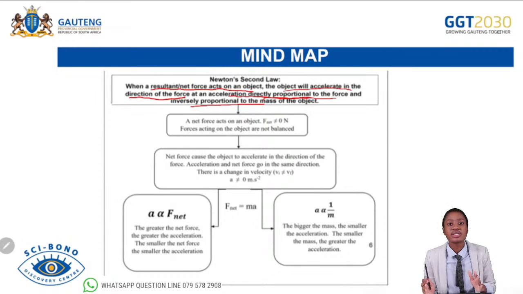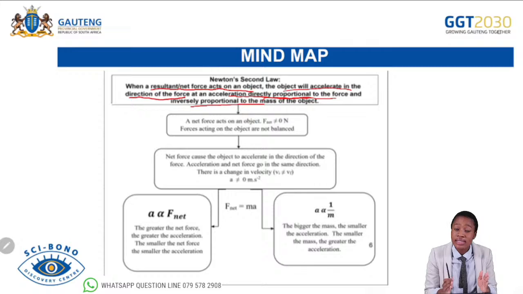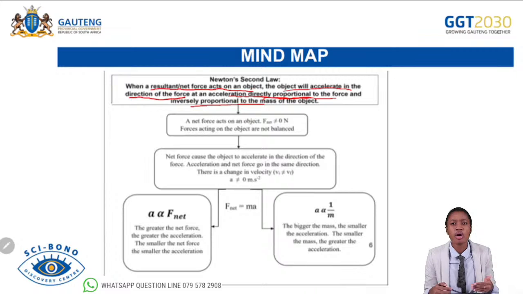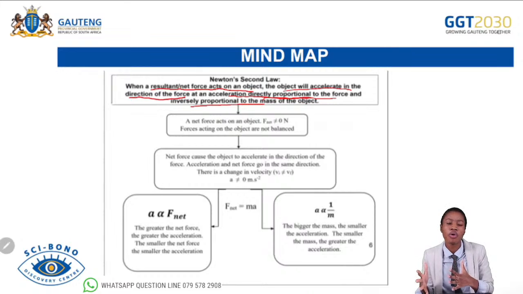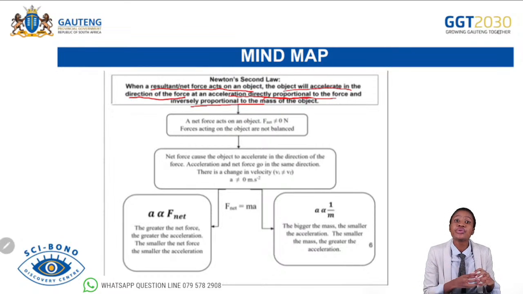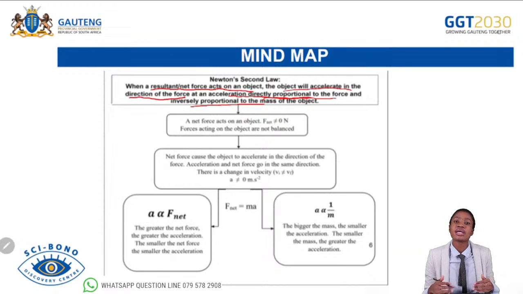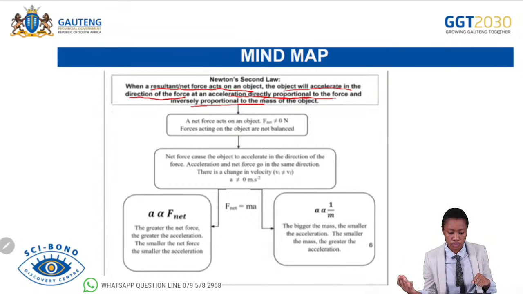But then the second part says that the acceleration is inversely proportional to the mass of the object. What am I saying here? So if the mass of the object increases by 4, acceleration will decrease by 4. That is an inverse relationship. So if one increases, the other decreases. That is inversely proportional. When we say it is directly proportional, it means that if we increase one factor, in this instance we increase the force by 2, then acceleration will increase by 2.